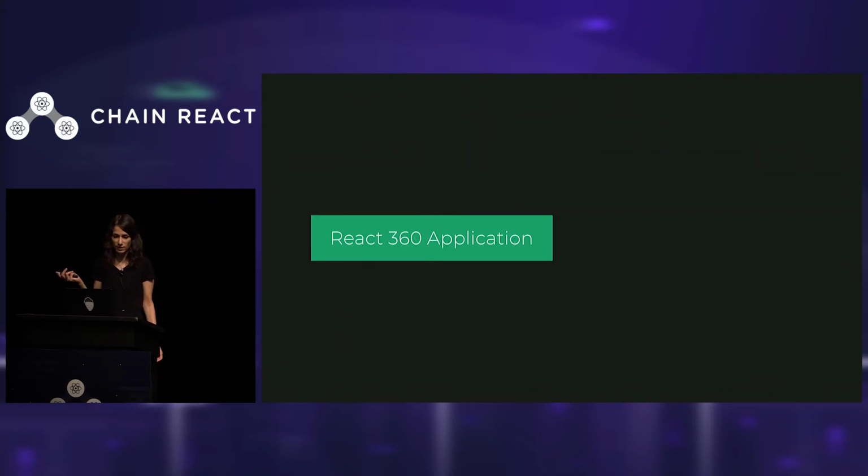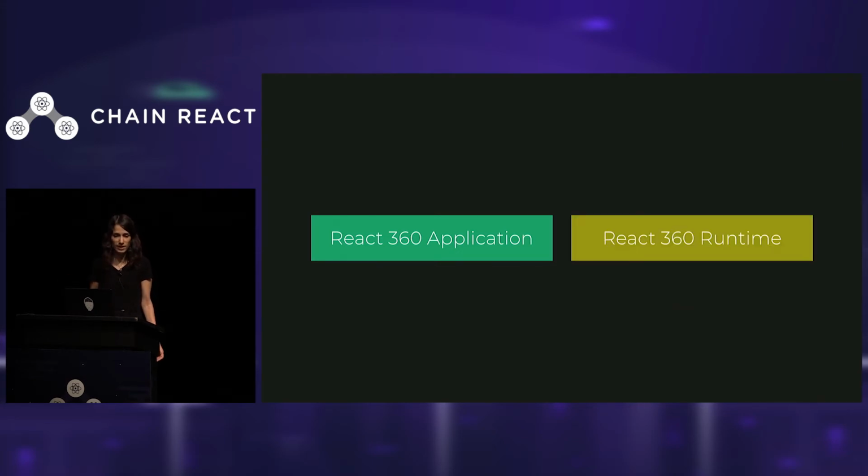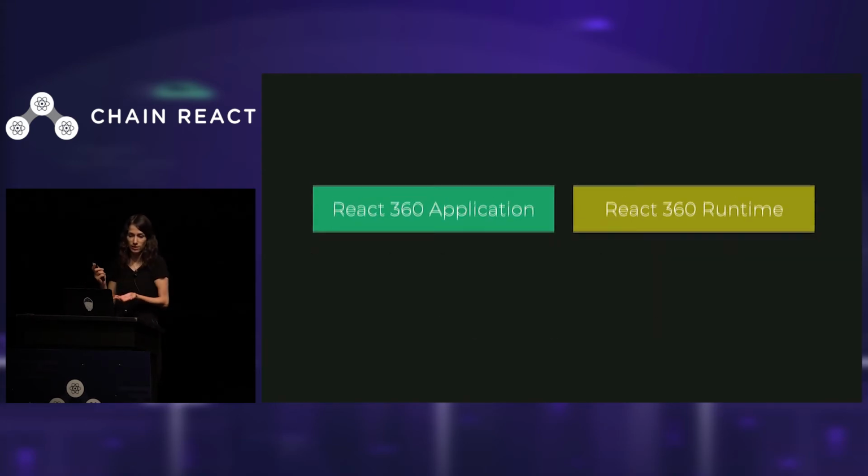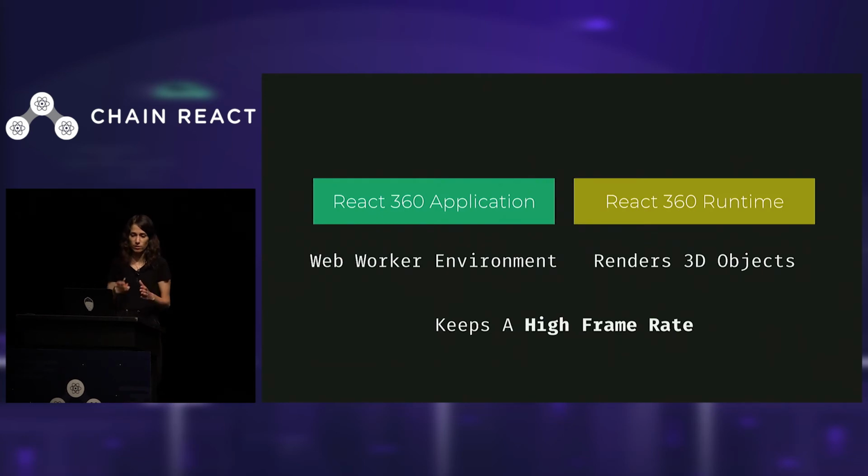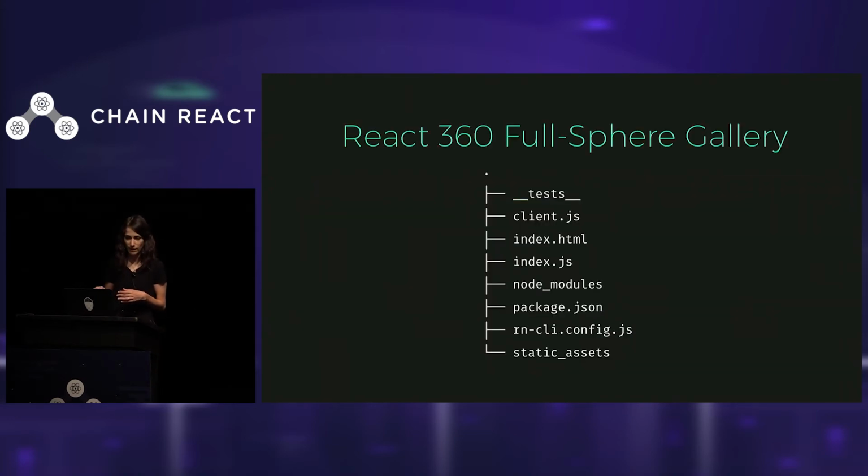There are other similarities with React Native. React 360 is made of two pieces, the React application and the runtime, which turns the React components into 3D objects. This separation is made to avoid all render-blocking behavior and always keep a high frame rate, which is especially important in VR apps, as your users will feel unwell if the frame rate drops and the app gets jittery. Okay, now let's see some React code.